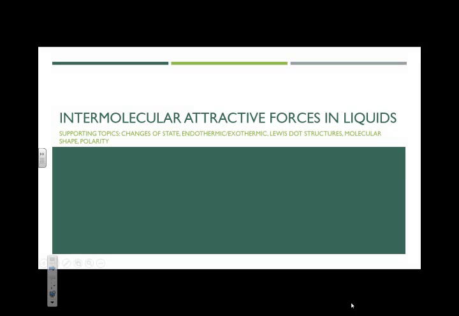Intermolecular attractive forces in liquids are the forces between particles in a liquid. And to understand this, you'll want to have a good background in what it means to have a physical change of state, what an endothermic or exothermic process is, how to do a Lewis-Dot structure, and how to determine a molecule's shape and its polarity.